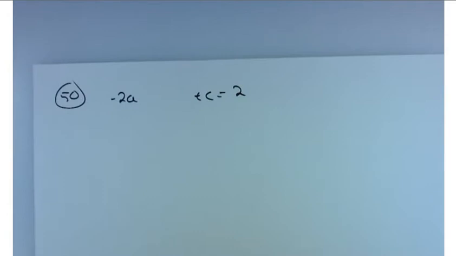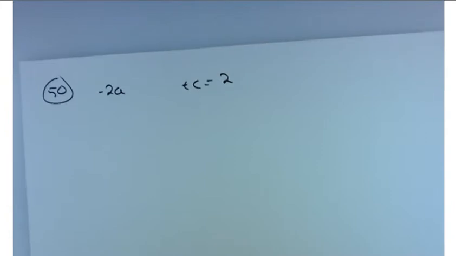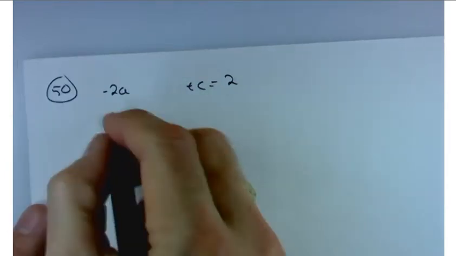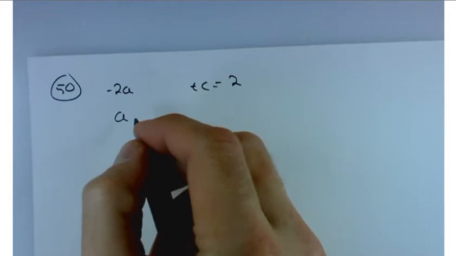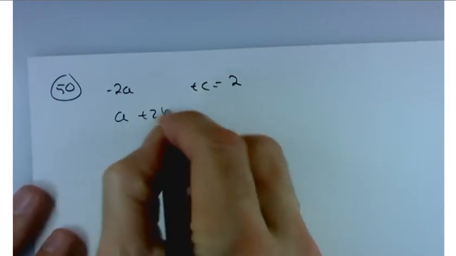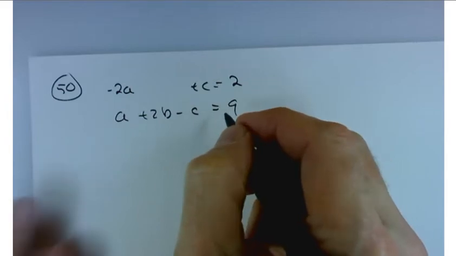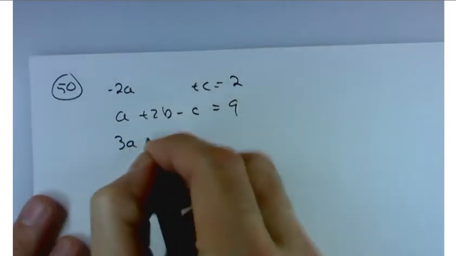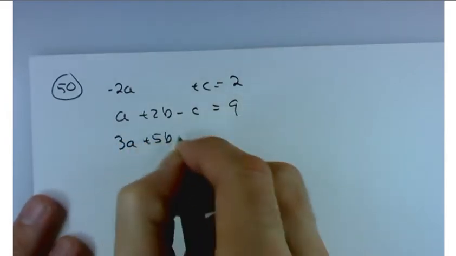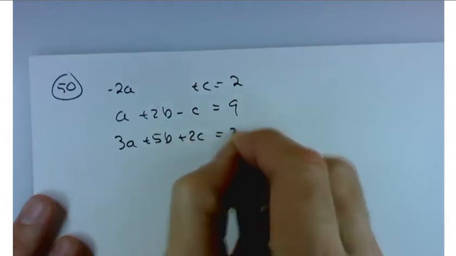You know what? I want to give myself a little more room here because it's not convenient to have the book over here. It's all right. Don't worry about it. A plus 2b minus c equals 9. And 3a plus 5b plus 2c equals 22.